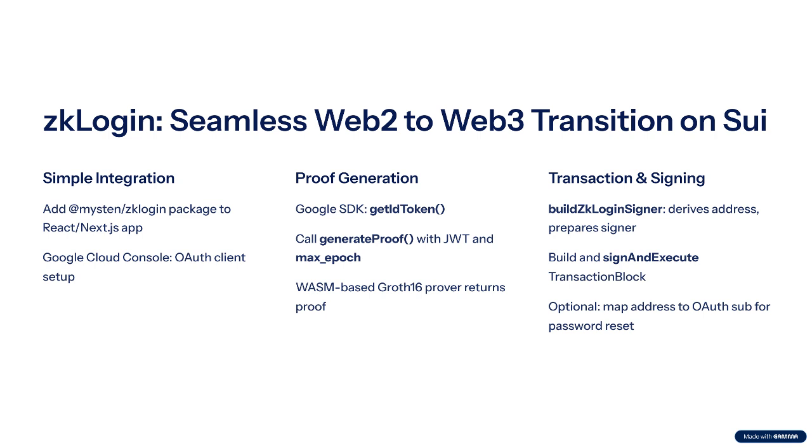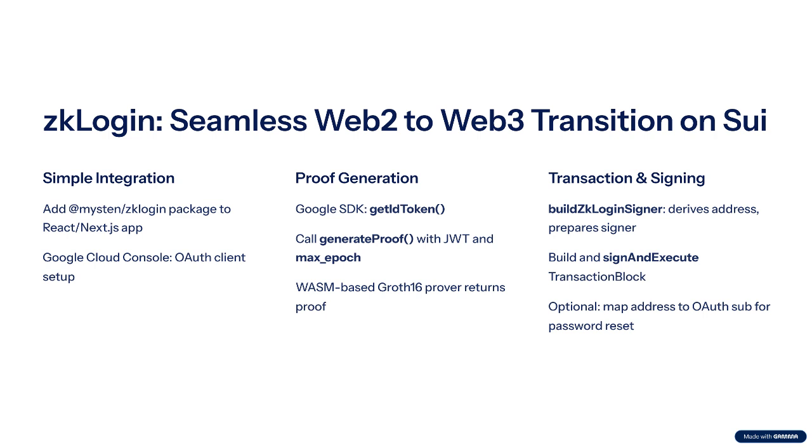Two parameters matter: the JWT itself and max epoch. Essentially, the proof expires after block n. The helper spins up a WASM-based Groth16 prover and returns a binary proof plus a struct of public inputs. Pass those into the zkLogin signer. The helper derives the deterministic address off-chain and prepares a signer object with the right authenticator type.